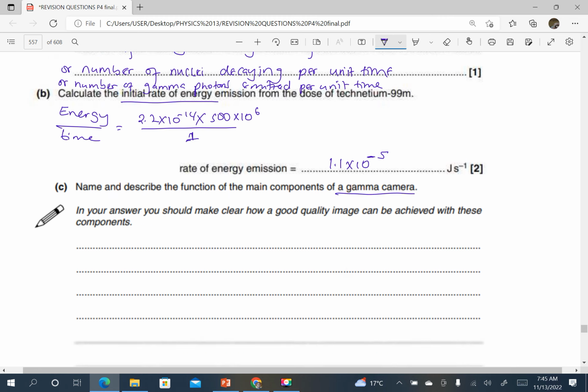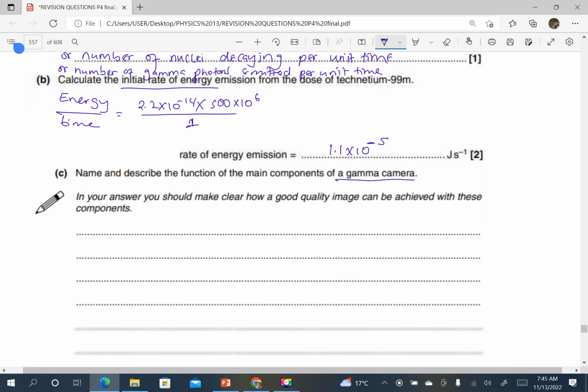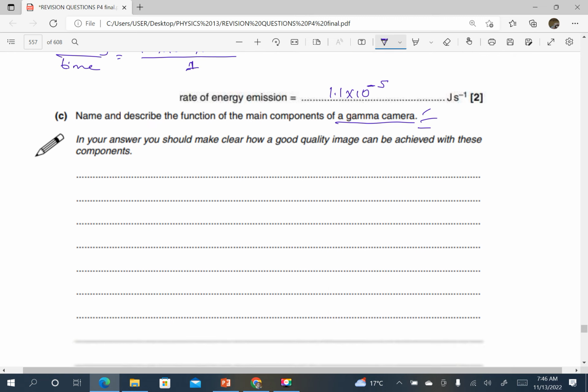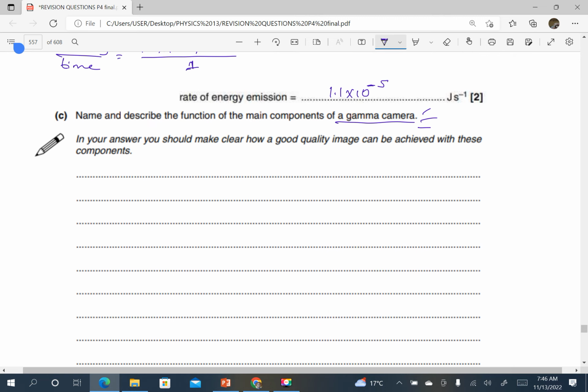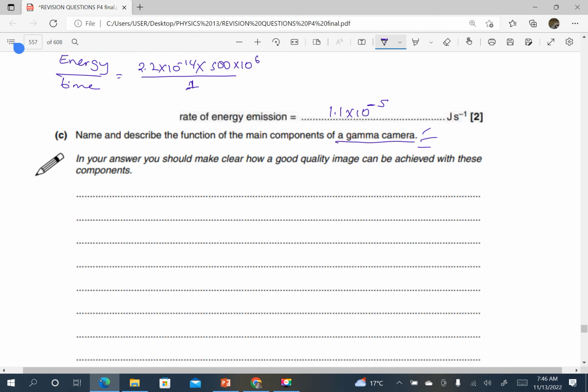Name and describe the functions of the main components of a gamma camera. Now, a gamma camera can be considered to be the detector of these gamma radiations which are coming from the body during a PET scan. It has majorly four important parts: the collimator, the scintillator, the photomultiplier, and of course the computer. Together they form what we call a gamma camera, or the complete detector of gamma ray photons during a PET scan. So let's begin with the collimator.